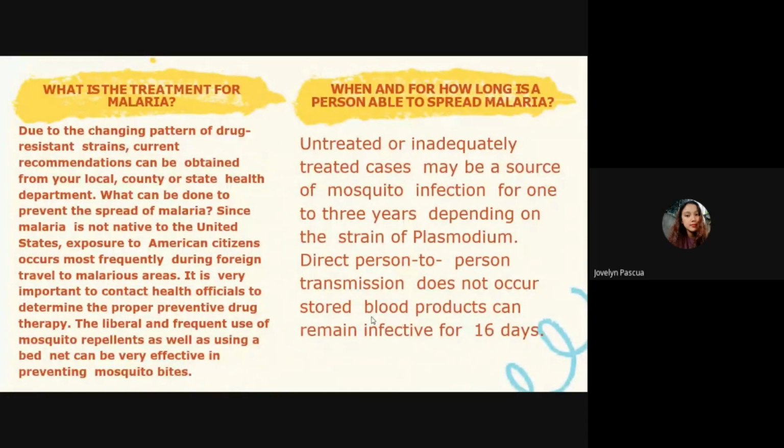Since malaria is not native to the United States, exposure to American citizens occurs most frequently during foreign travel to malarious areas. It is very important to contact health officials to determine the proper preventive drug therapy. The liberal and frequent use of mosquito repellents, as well as using a bed net, can be very effective in preventing mosquito bites.